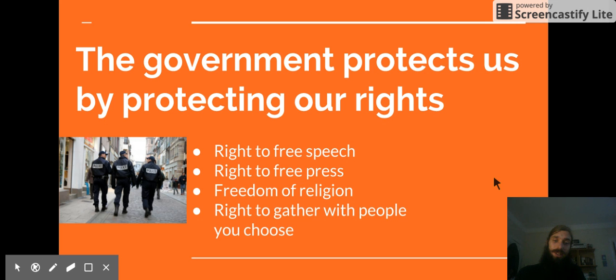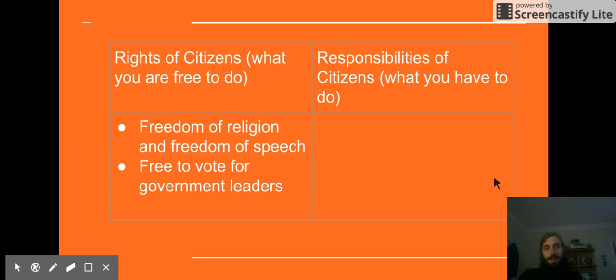That is our right. And we have what's called the right to assemble. That means that we have the right to gather with the people we choose. We choose who we assemble or gather with. Those are one of our rights. So we see we can start answering this question of what are you free to do? What are the rights of citizens?